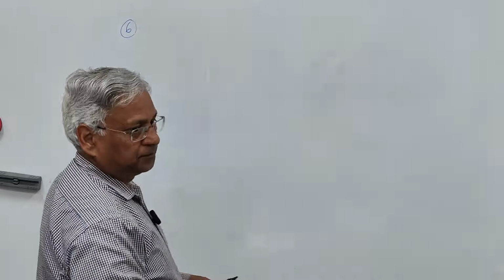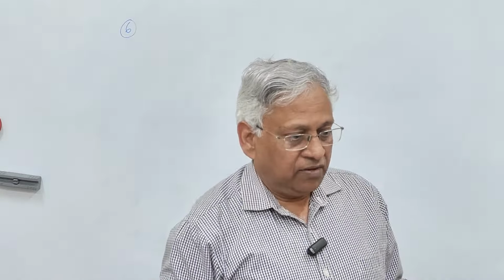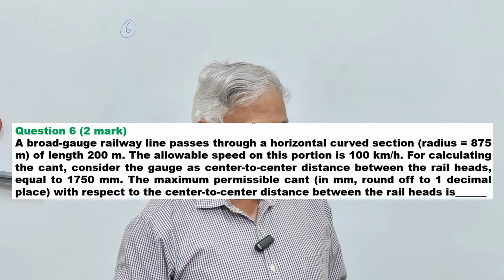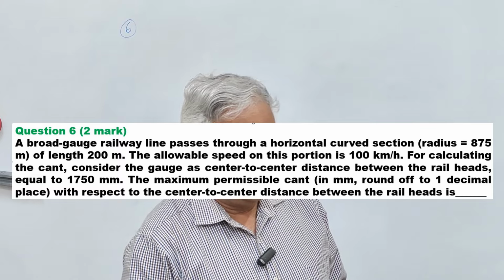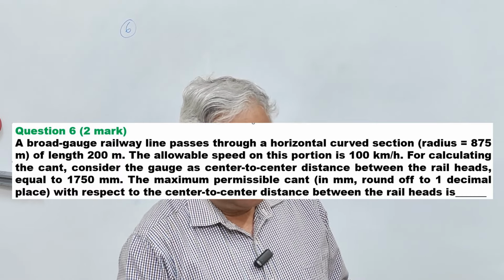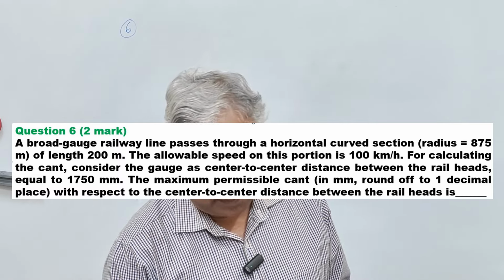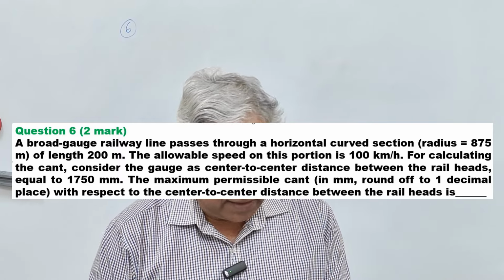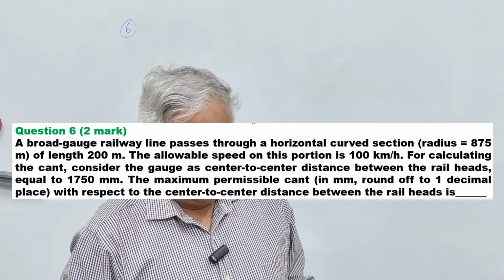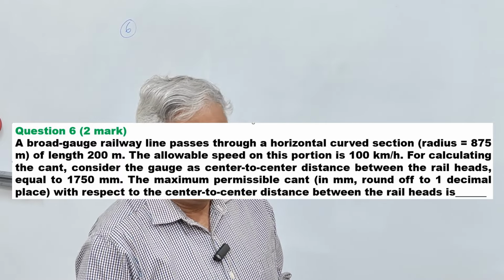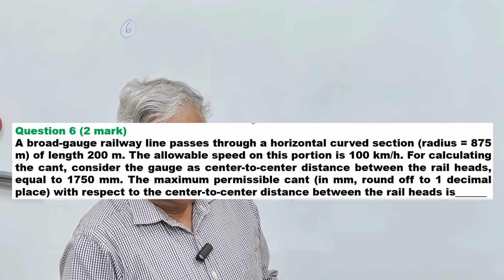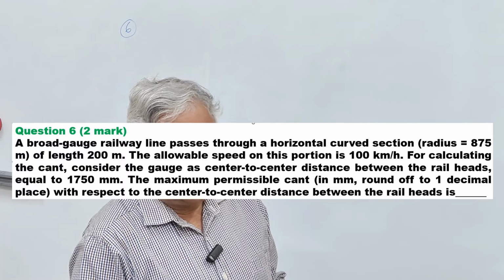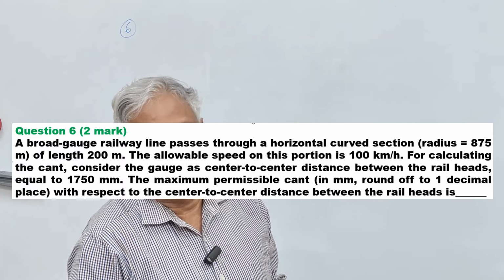Question number 6. A broad gauge railway line passes through a horizontal curve, section radius 875 meter, of length 200 meter. The allowable speed on this portion is 100 km per hour. For calculating the cant, consider the gauge as center to center distance between the rail heads equal to 1750 millimeter. The maximum permissible cant with respect to center distance between the rail heads is.